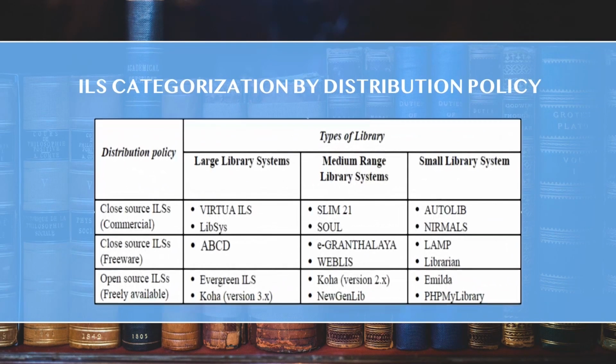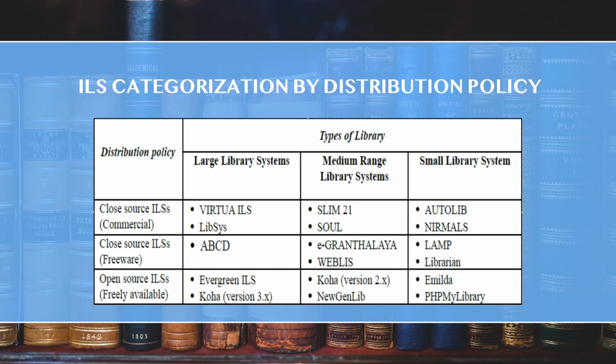Now as per the distribution policy, there are three categories of software, as you already know. The concept of open source software, closed source software, closed source freeware, you all know. So there are three kinds of distribution policy: closed source commercial, closed source freeware, and open source. You can see the graphics here.